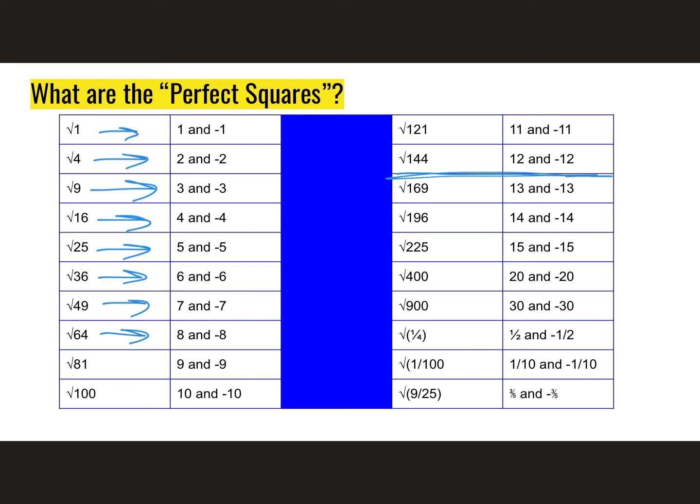So you should basically have up through here memorized. Above that, they're probably going to give you a calculator. Okay? So I gave you some perfect squares. Above that, something like 400 is 20 and negative 20. 900 is 30, negative 30.